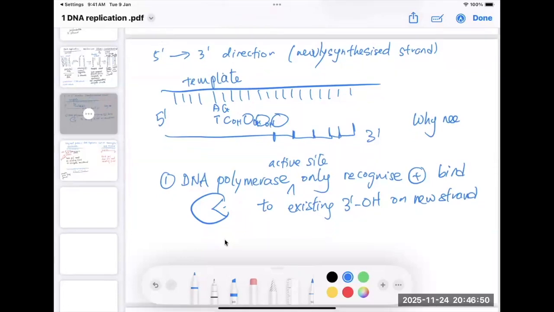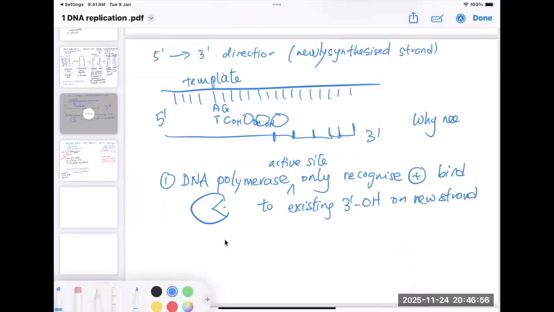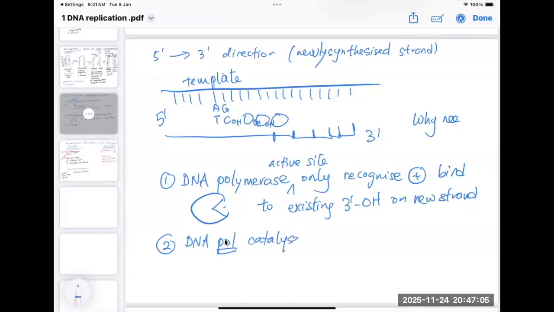Recognize means what? It is the shape. Recognize and bind, attach. Okay, after that, the DNA pole will catalyze the formation of what bond? Phosphodiester. Yes, good.